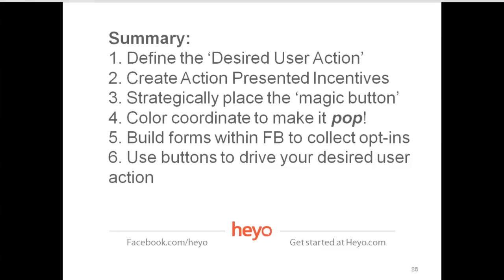But let's go over, summarize what we did today. We defined the desired user action. Okay, so focus back on my screen here. This is the slide that you want to make sure you burn into your memory. Okay? We've defined the desired user action. We've created action presenting incentives. We've strategically placed these magic buttons in the page. We've color coordinated to make the buttons pop. We've built forms within Facebook to collect opt-ins. And we've used these buttons to drive a desired user action.